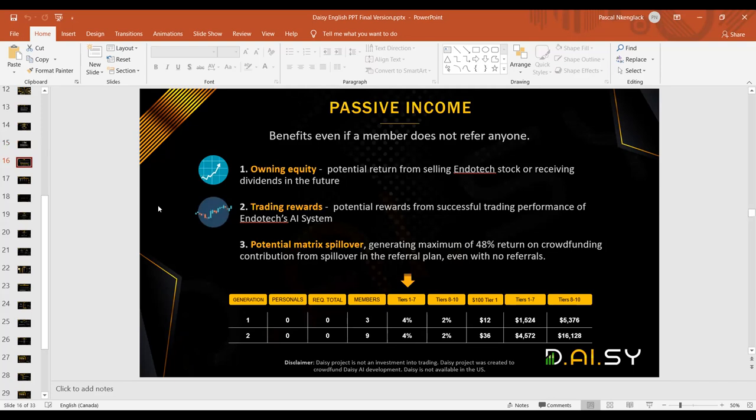And how to understand how the money is made, because it can be confusing if you don't have a good understanding of the compensation plan, forced matrix, unilevel, and so on. So let me go ahead and start this presentation then.